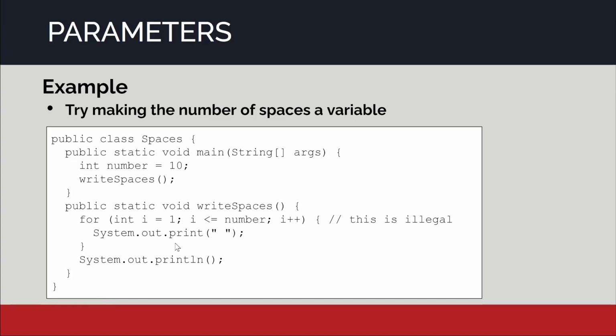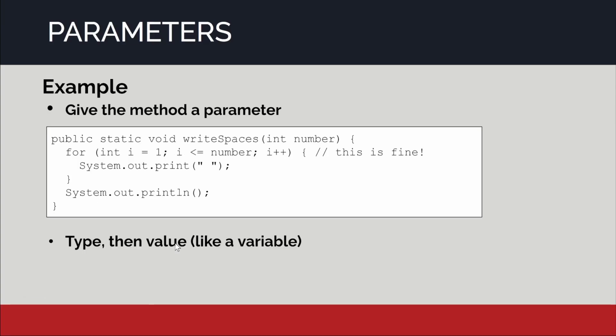Well, we should give the method a parameter, and that's where parameters come in. So instead what we do is between these two parentheses, which we've been leaving empty up until now, we declare a variable, int number. And then we can refer to that variable in our for loop. This is just fine. This will compile and run. And now we can change the value that we assign to number and change the number of spaces that we're outputting.